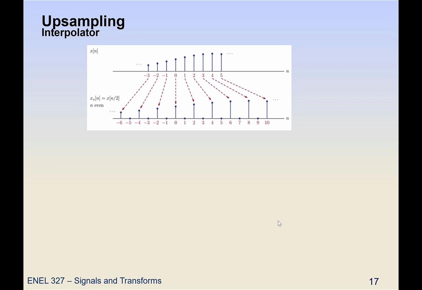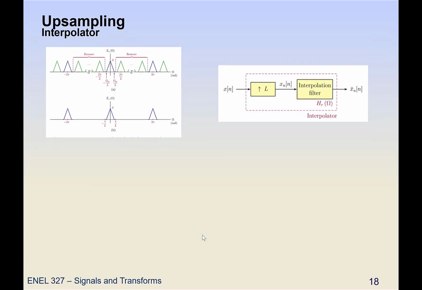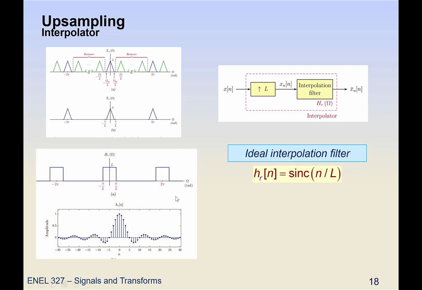But we do have to deal with this problem where these zero samples, they kind of need to blend in better to actually represent that original signal that it came from. So if you think about trying to reconstruct this, what we'll actually want to do is remove those spectra, again, beyond that first or lowest order copy. And so effectively what we're doing is we're doing the upsampling, and that would give us this spectrum. And then what we're going to do is put in another filter to get rid of these chunks on the side. And so we have an ideal interpolation filter which looks like this. And note that it is a sinc function as well, but it's a discrete sinc function.